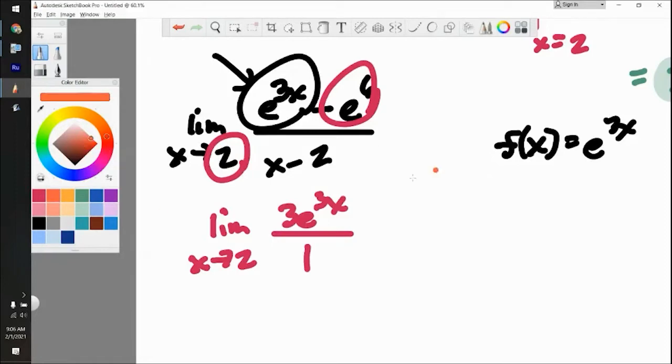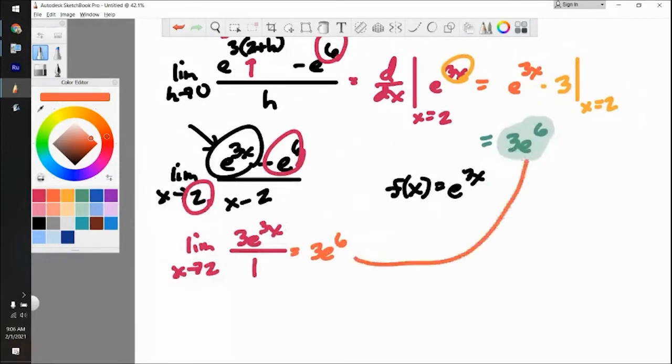So now we can do direct substitution. You just plug the 2 right in there, and you get 3e to the 6th, which, if you remember, is the exact same thing I had before here. Okay, just showing you the alternate form.